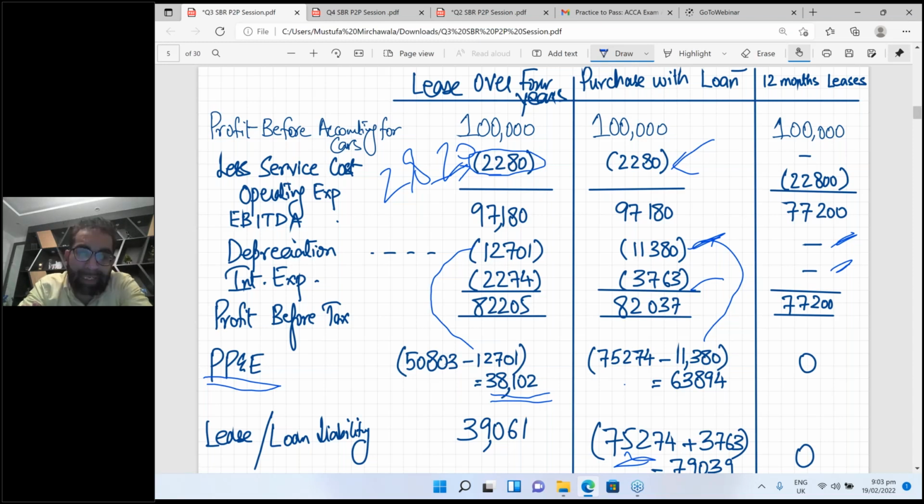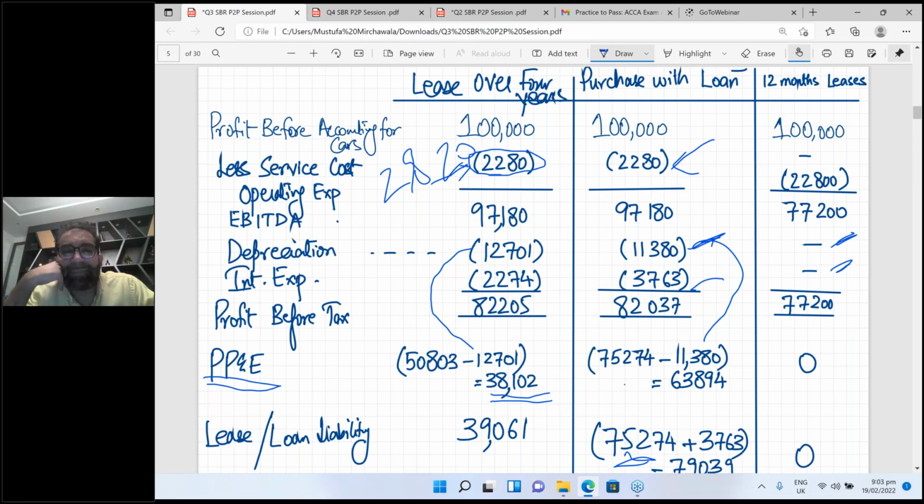One more thing let me tell you. Have you ever heard about, in your basic studies, F7 FR level, the ratio asset turnover? Take out your pen and write the formula: asset turnover is equal to sales divided by total assets.